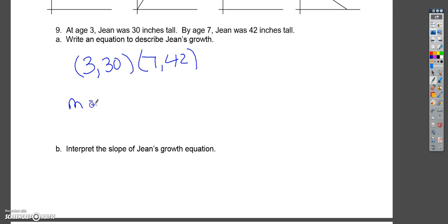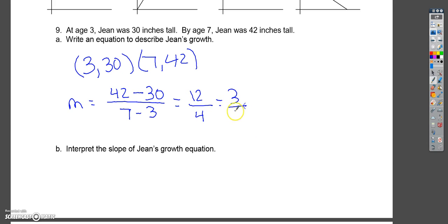We can find our slope by y2 minus y1 over x2 minus x1, which I think that's 12 over 4, which is 3. So in context, we could say for every year she grew 3 inches.